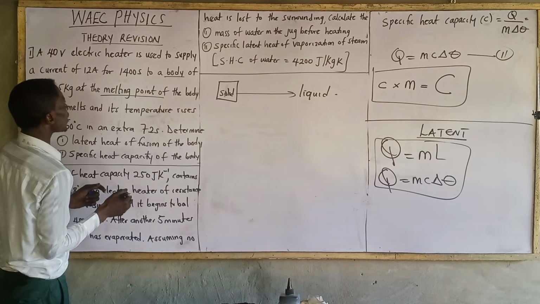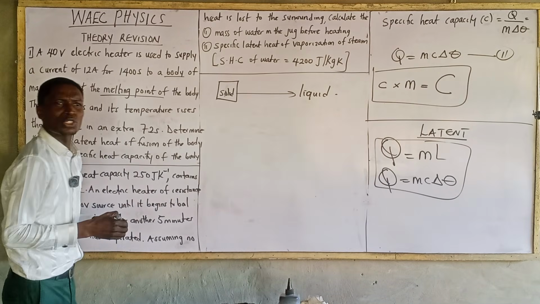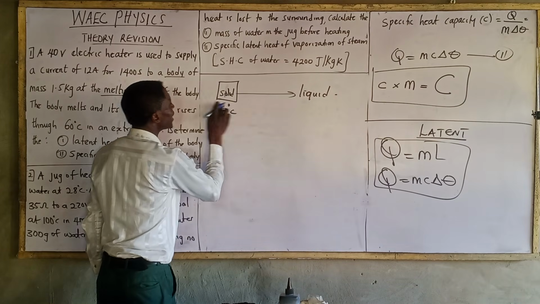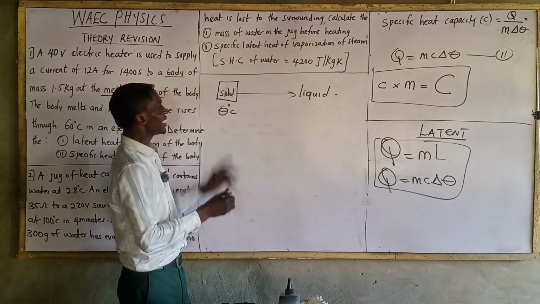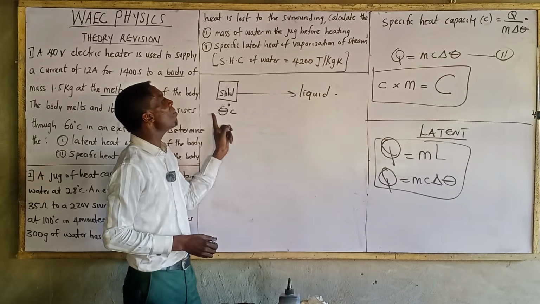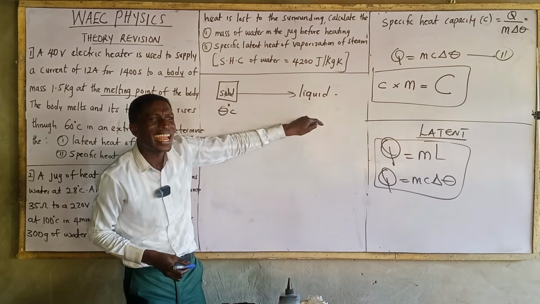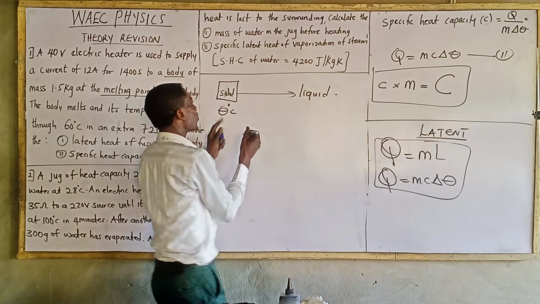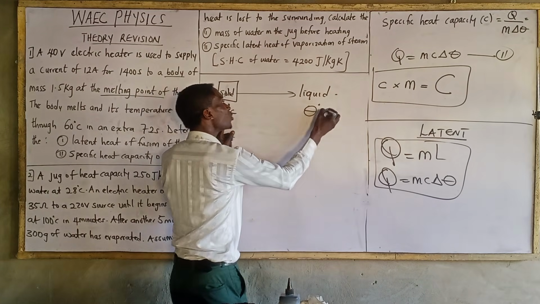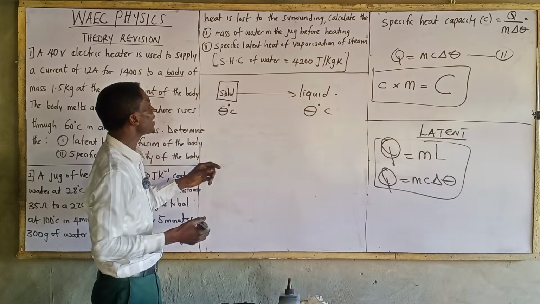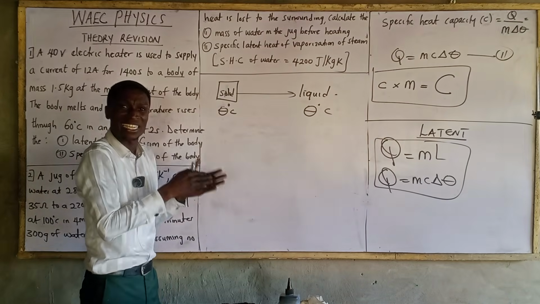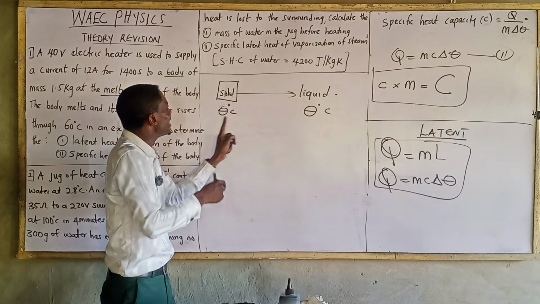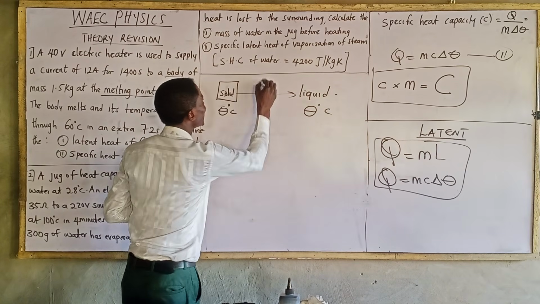The temperature at which it melts, we do not know. So let me assume the temperature at which it melts to be theta degrees. If it melts at theta degrees, it will also be in the liquid state at the same temperature it just left. Whatever temperature it has here will be the same temperature here as well. That's why we define latent heat as the heat energy required to change the state but without changing the temperature. So here we have latent heat.